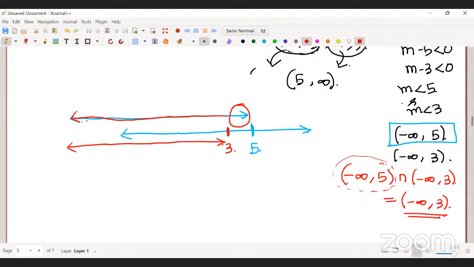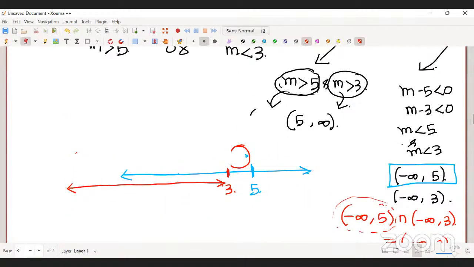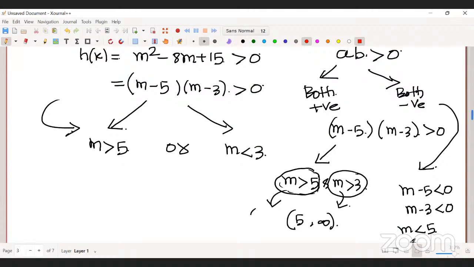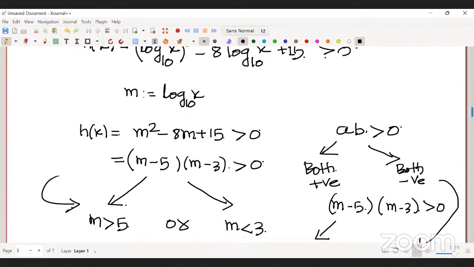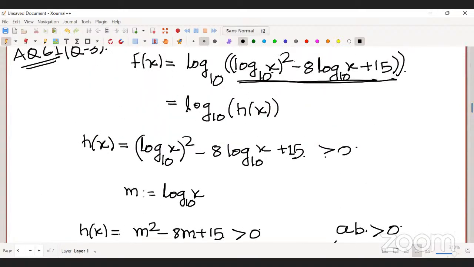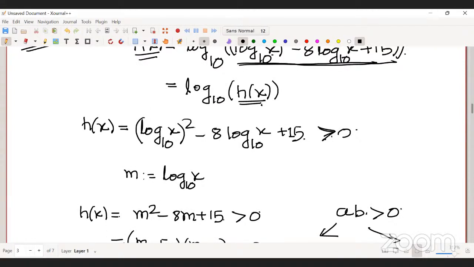So finally, let me recall what we were doing. We want this function to be greater than 0. My main function f of x is in the form of log base 10 of some h of x, so I want this h of x to be greater than 0. My h of x is log base 10 x squared minus 8 times log base 10 x plus 15. As you can see, it's a quadratic thing.